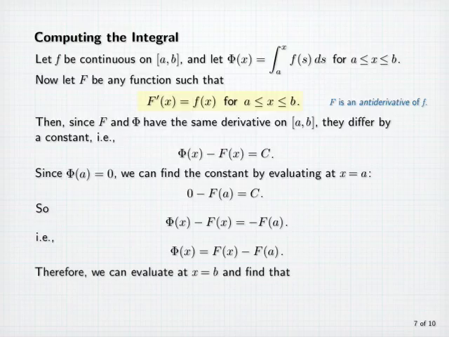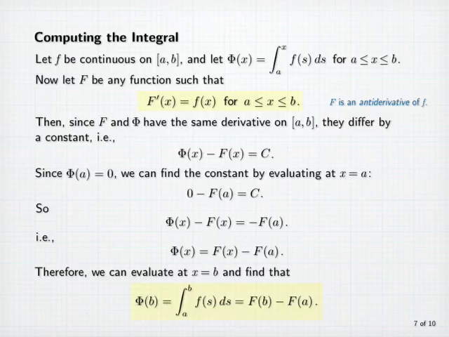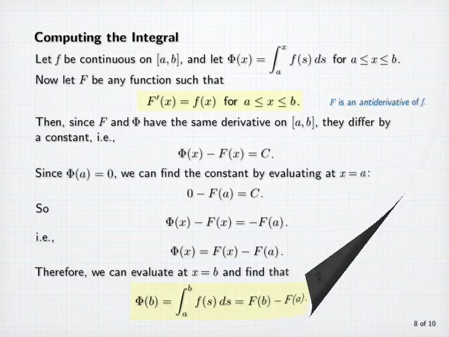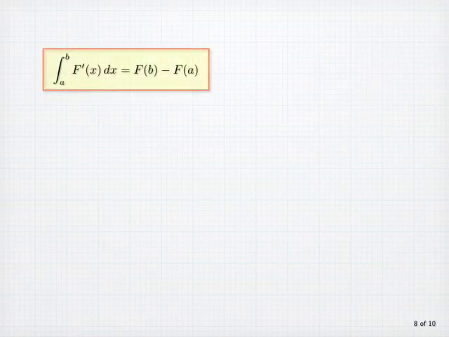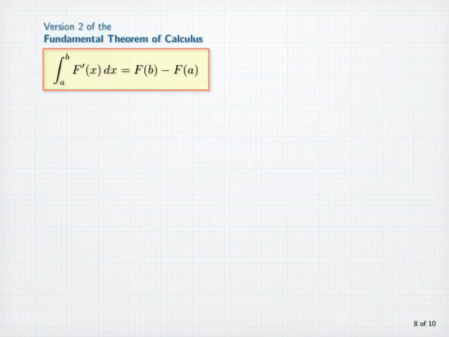Therefore, we can evaluate at x equal to b and find that phi of b, which is the integral from a to b of f of s ds, is equal to capital F of b minus capital F of a. Another way of writing the preceding result is the integral from a to b of F prime of x dx is equal to F of b minus F of a. This is version 2 of the fundamental theorem of calculus.